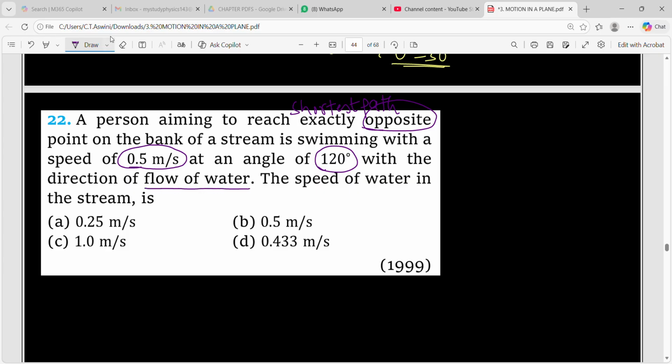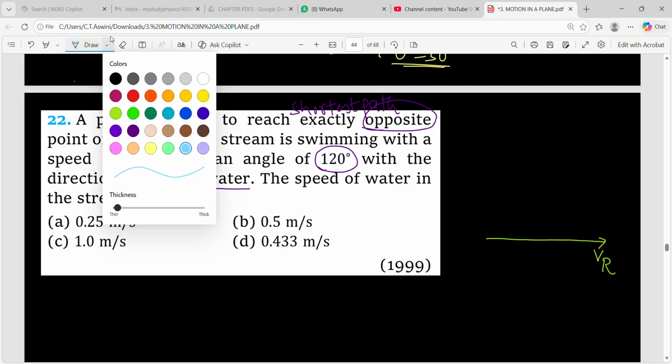See, what was the angle theta that we have considered? It is theta from the shortest path. But here they gave the angle not from the shortest path, but with the direction of flow of water. Let's make it simple. See, this is the direction of flow of river. Usually we consider, okay, let this be the river flow.